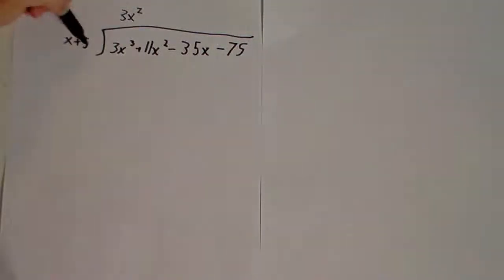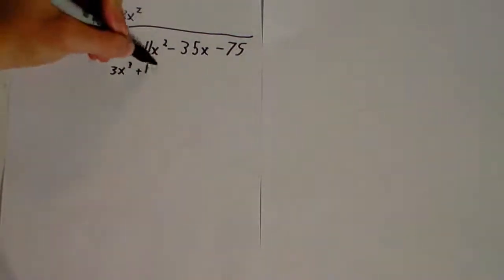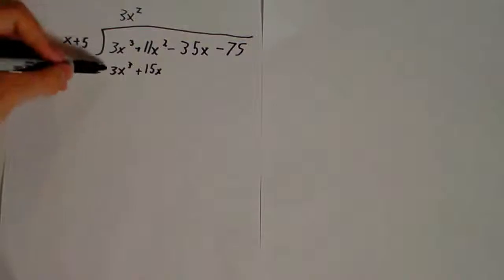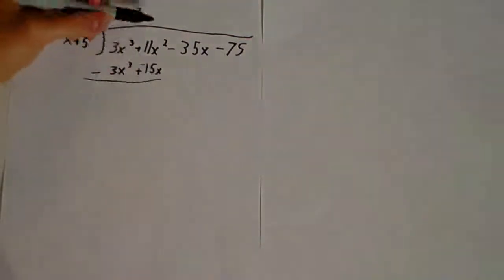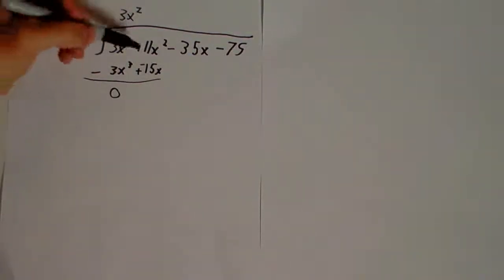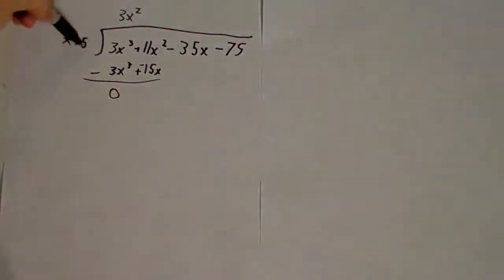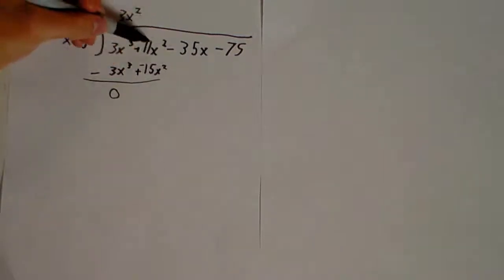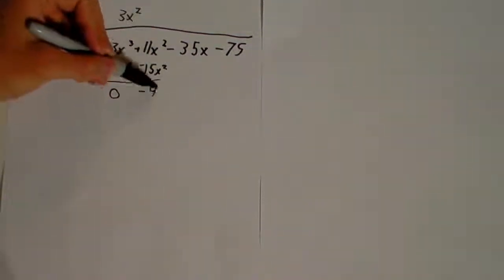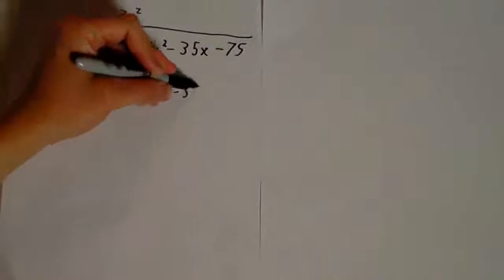Alright, 3x squared times x plus 5. Well, we can multiply 3x squared by x easily. We already did that. It's 3x cubed. Then 3x squared times 5 is going to be plus 15x squared. Now we're going to subtract, so we change the signs of both of these, and add. So 3x cubed minus 3x cubed, that's obviously going to cancel to 0. And then 11x squared minus 15x squared is negative 4x squared. Alright, and then we're going to bring down the negative 35x.